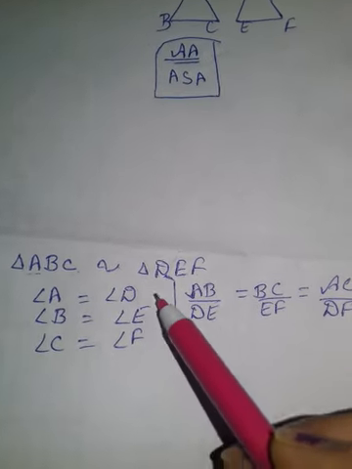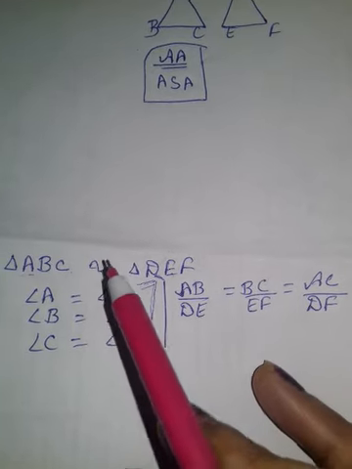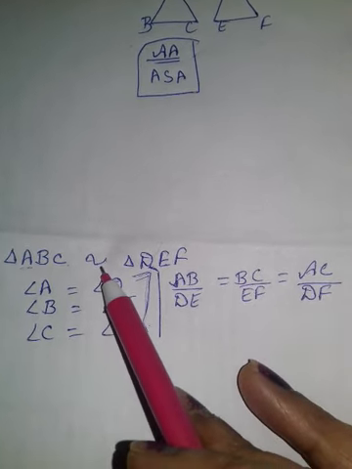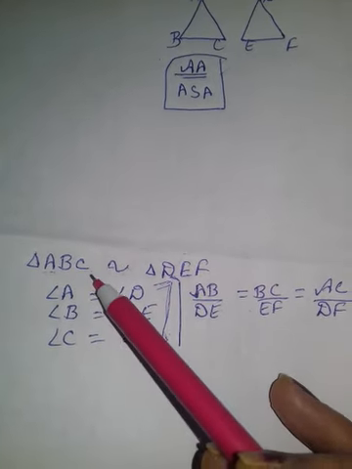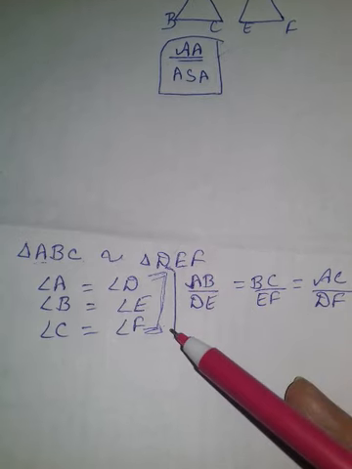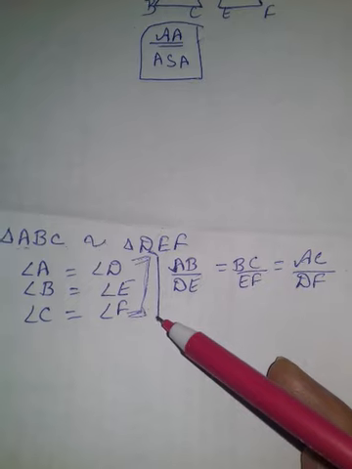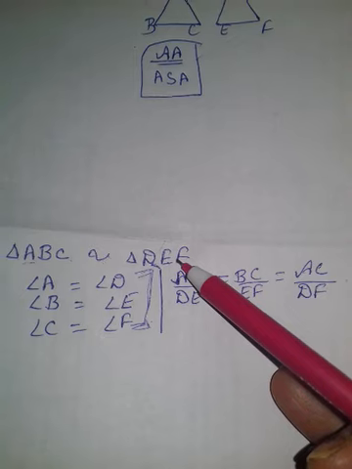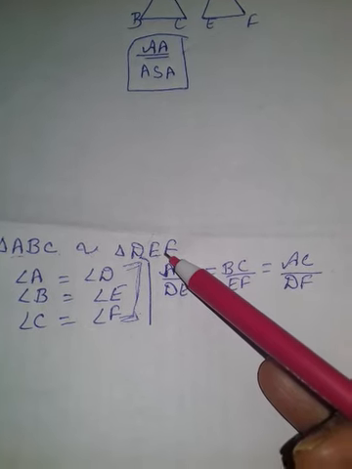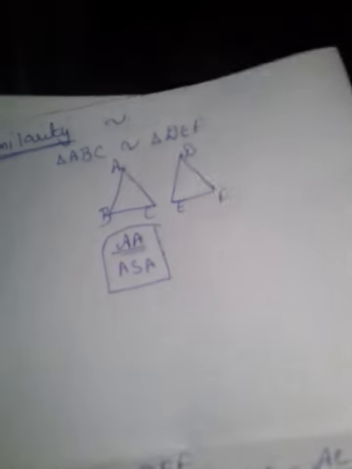Second, the sides will be proportional to each other. Means AB upon DE, BC upon EF, AC upon DF. All the sides with their corresponding sides will be proportional. Now I hope you are getting it. Similarity is that in which the triangles are not exactly equal, but they are similar. Now we are discussing the examples with the help of theorems.